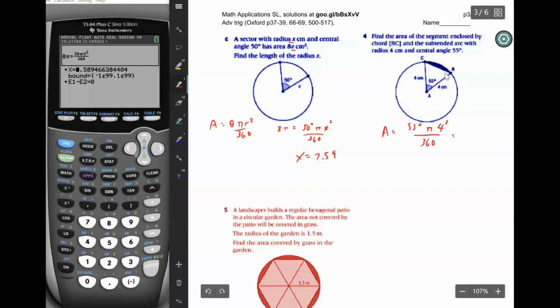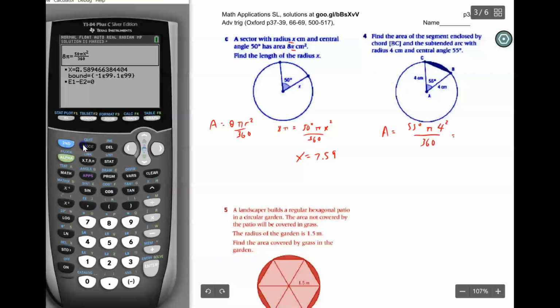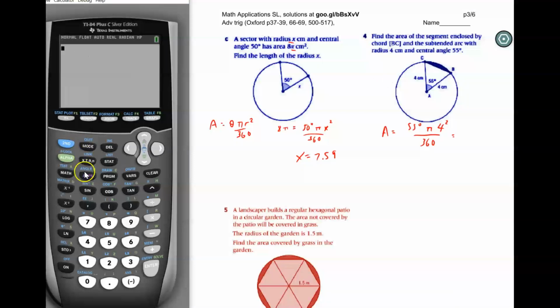And we don't need to use this. We could just use vertical fraction, which is over here under number. Go to the end, enter. And we're going to put 55 pi 4 squared, which is 16, on top. And on the bottom, we're going to put 360. And that's our area.